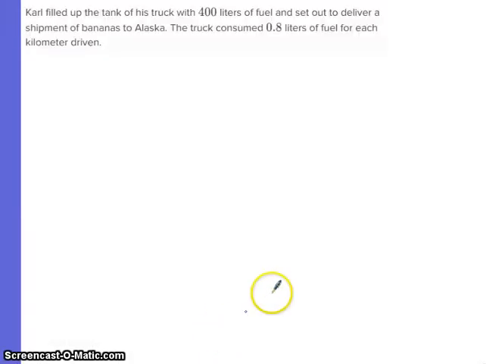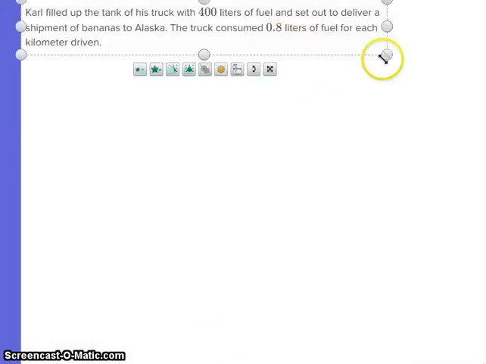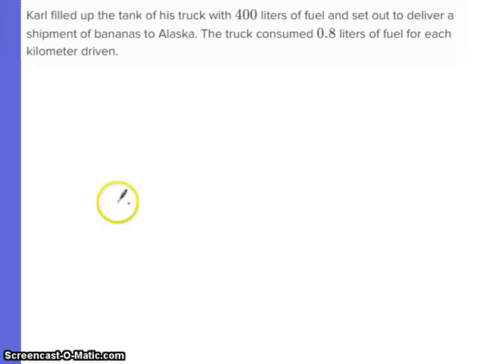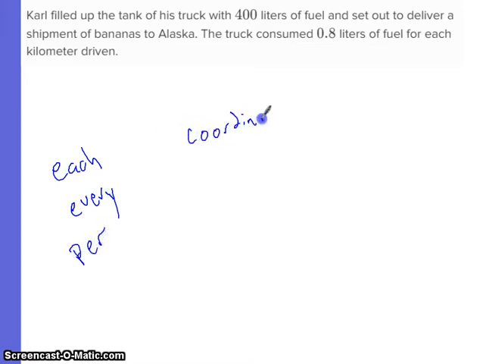So it just so happens that the practical thing that it's good for is actually quite a bit harder, because the world is messy. Here we go. I'm looking for the words each, every, or per, and then I'm also looking for a known coordinate, so where I'm going to start the graph. And every, per, is going to give me the slope.